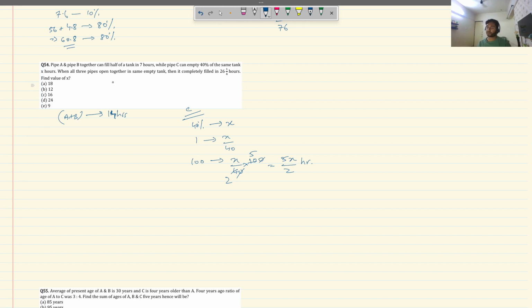When all 3 pipes open together in the same empty tank, then it completely fills in 26 1 by 4 hours. Find the value of x. x का वैल्यू निकालना है हमें। कैसे करेंगे?